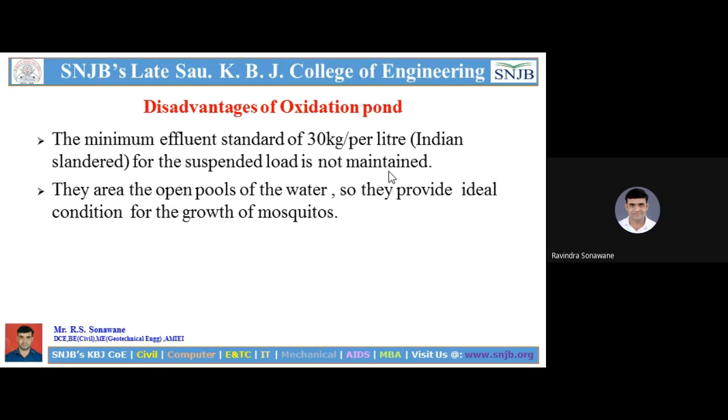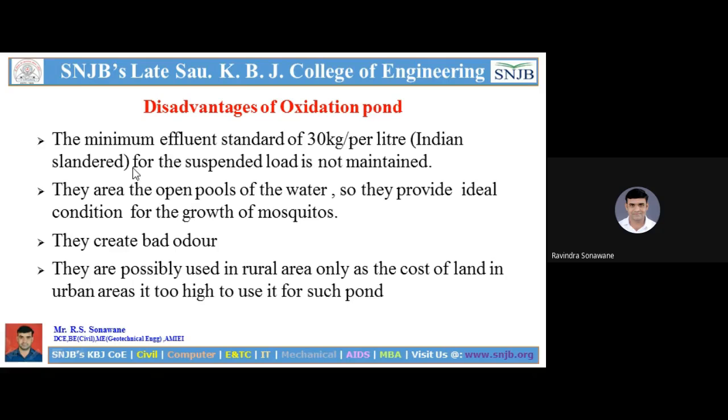They are open pools of water, open to the atmosphere. They provide an ideal condition for the growth of mosquitoes. Due to the open exposure, mosquitoes can breed. They also create bad odors due to being open to the atmosphere.